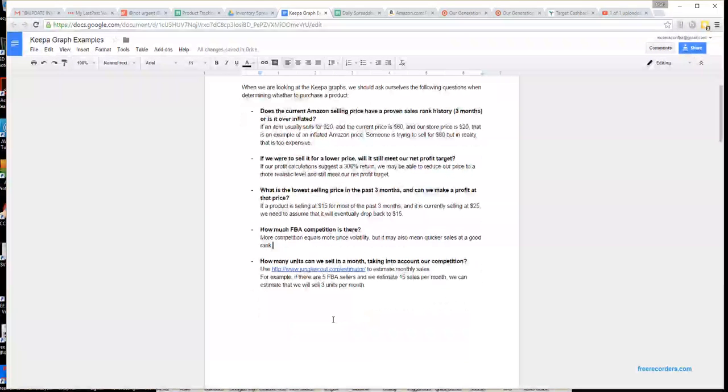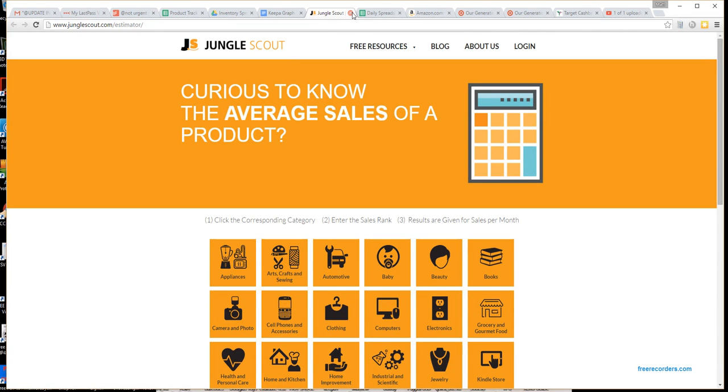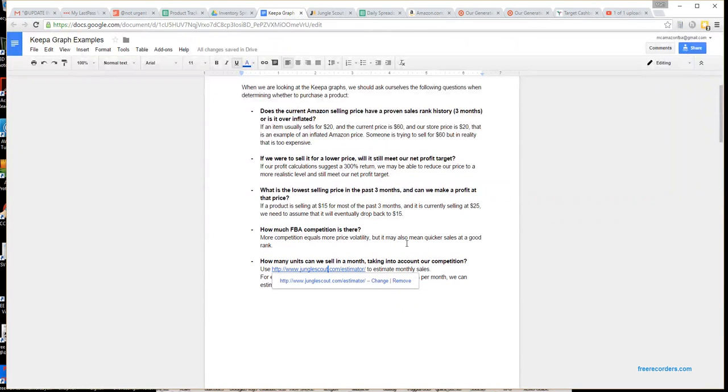Next one, how many units can we sell in a month, taking into account our competition? Now I use that Jungle Scout Estimator website just to estimate. Now no data is 100% correct. This is just a guideline. We put in our average rank to estimate monthly sales. So for example, if we have 5 FBA sellers and the Jungle Scout is estimating 15 sales a month, we can estimate that we will sell 3 units per month, because there's 5 of us and there's 15 sales a month. So each of us will sell 3 on average.